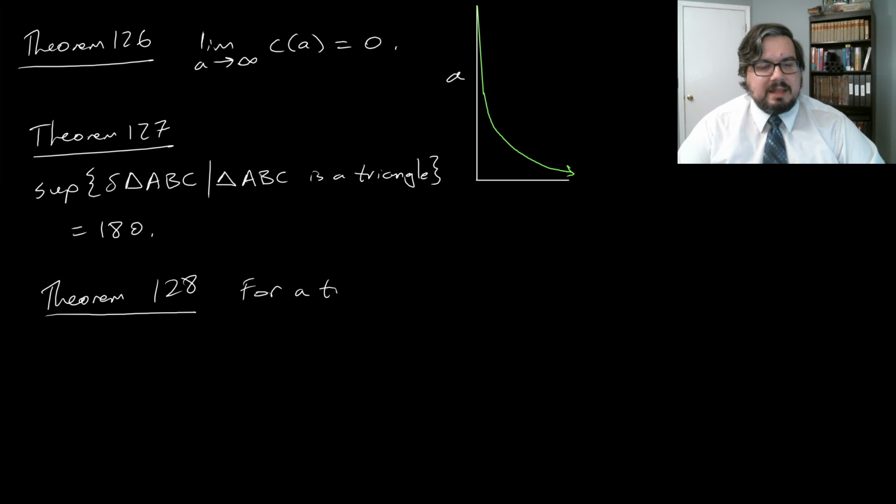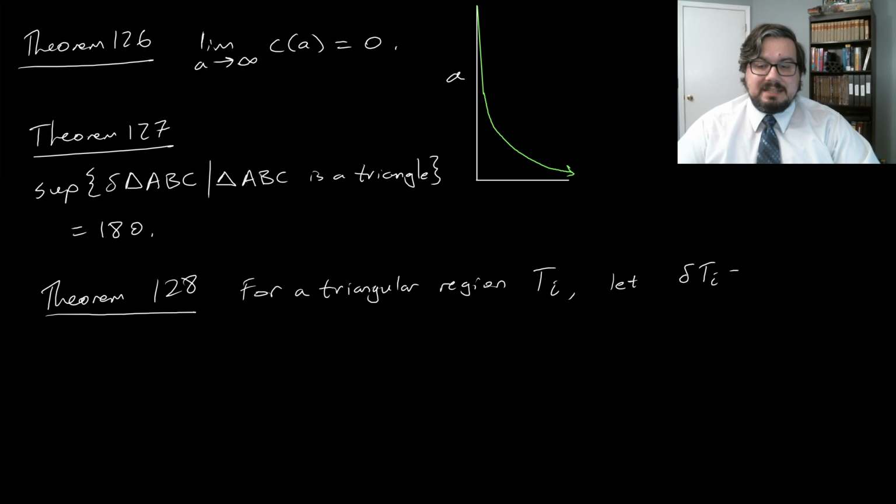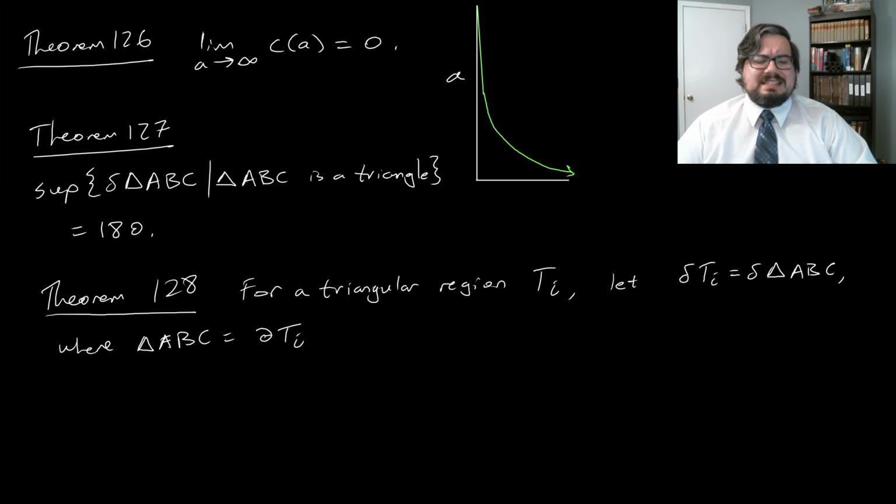So for a triangular region Ti, where we define triangular region exactly as we did when we talked about area before, let the defect of Ti be the defect of the triangle ABC, where triangle ABC is the boundary of Ti. We use sort of similar notation for defect and for boundary, but I will try to make sure that they're distinct from one another.